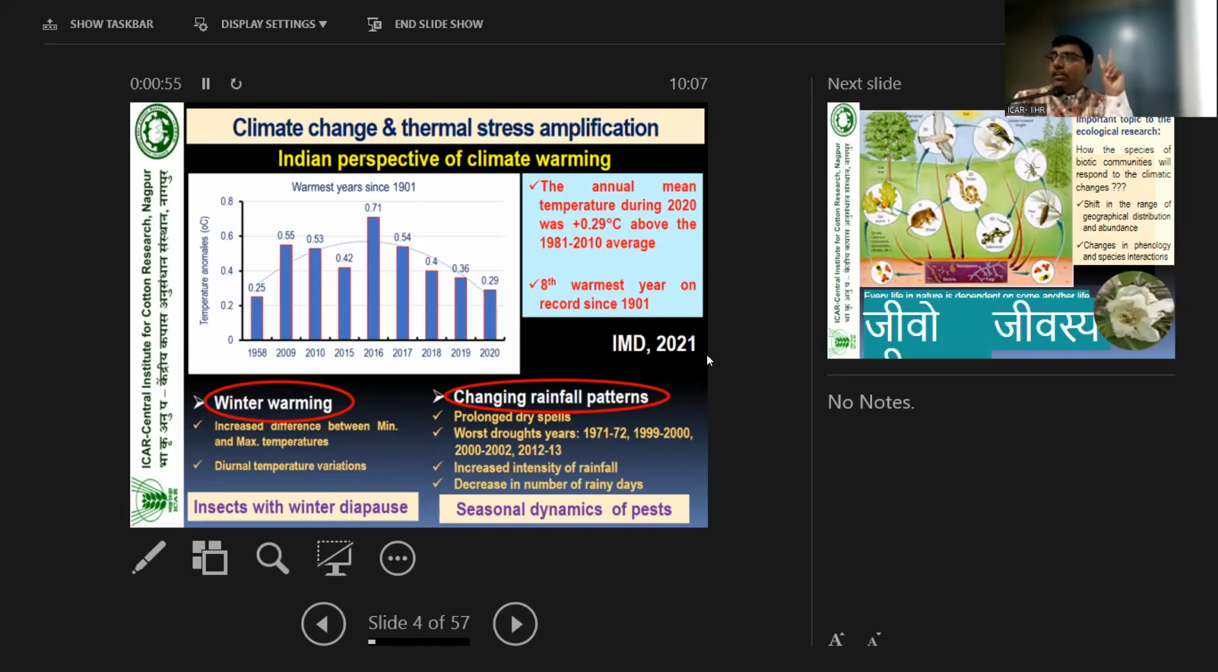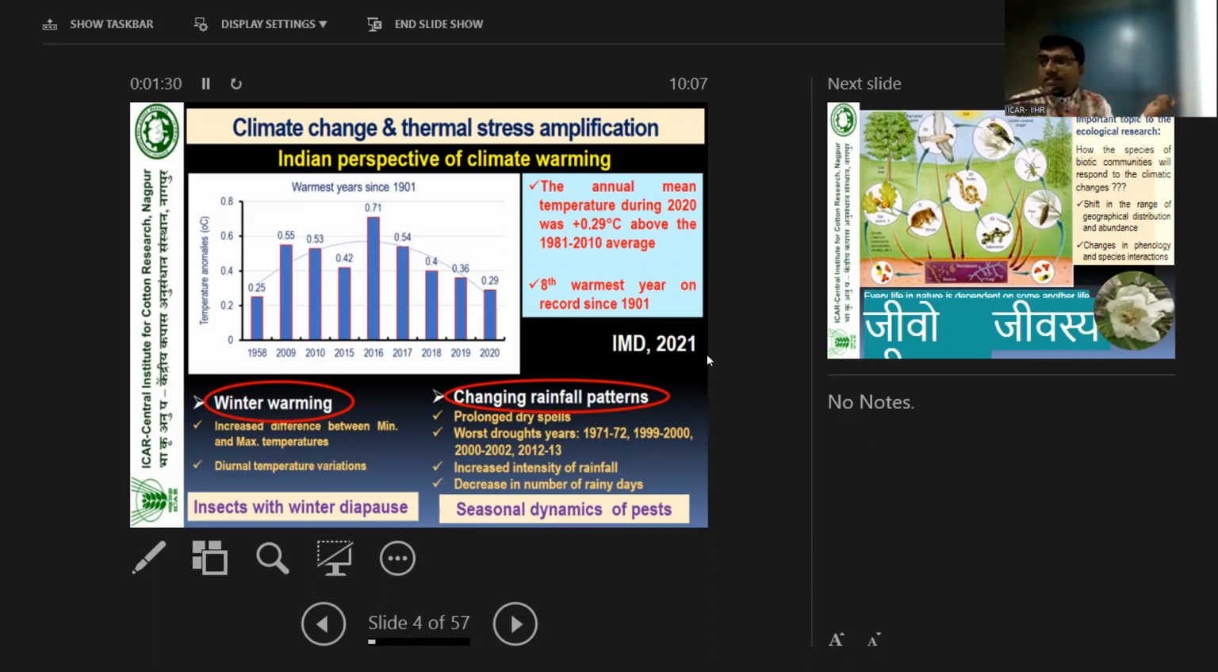Then two very peculiar phenomena with regard to Indian climate: winter warming. Have you experienced this thing? Winter warming, as I told, increases the difference between mean temperatures. Day and night temperatures are differing, with very large amplitude and diurnal variation. We are experiencing that winters are almost finishing very soon. There are no chilling winters anymore, or the chilling period is very short.